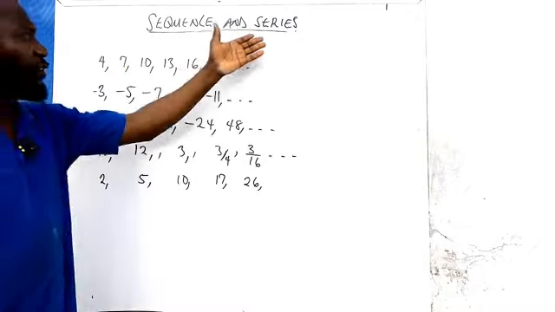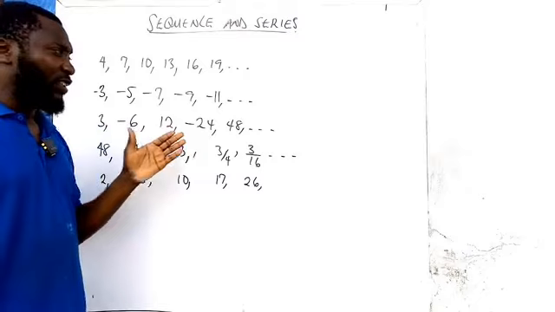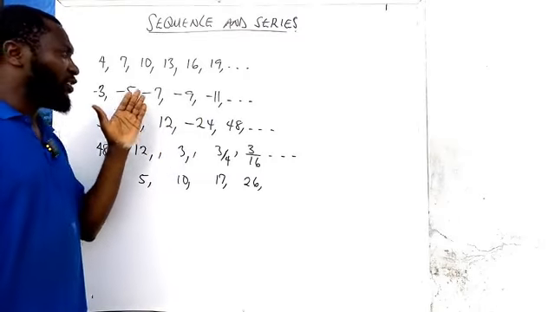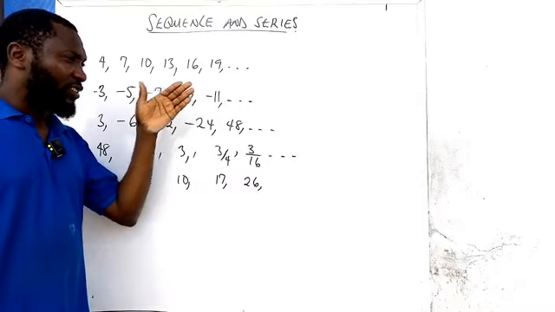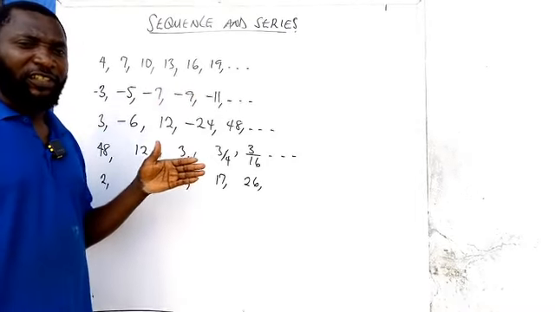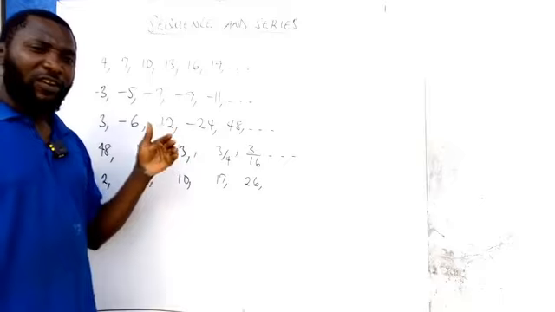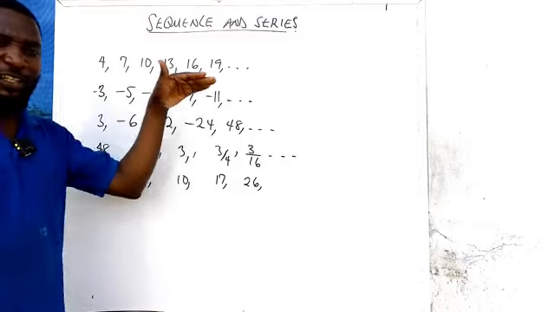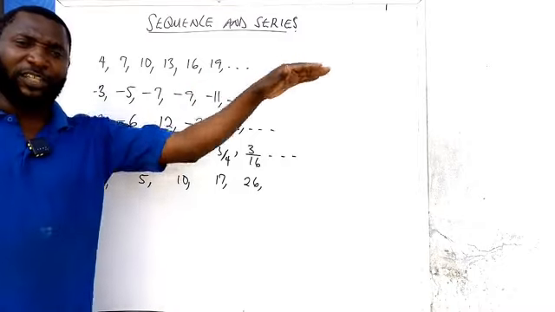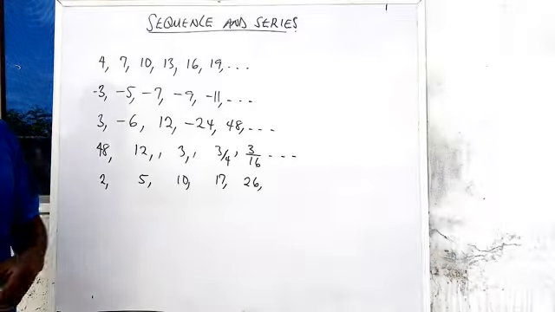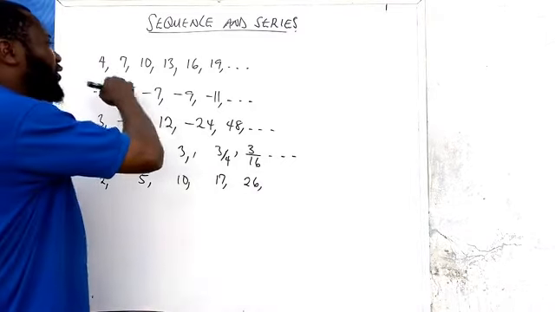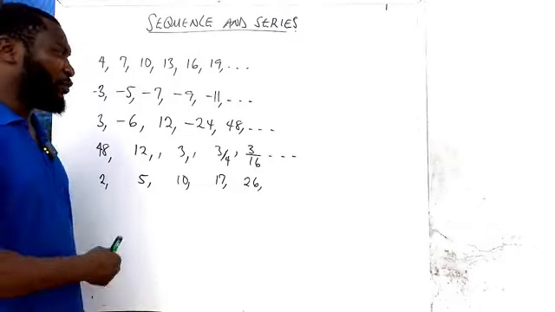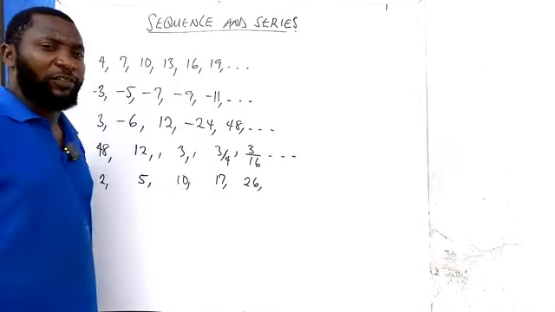Okay, before I move on, series. Series simply means summation of a sequence, or partial sum of a sequence. When you add a sequence together, then it becomes what? A series. So we can say it's just a partial sum of a sequence, or we say summation of a sequence.